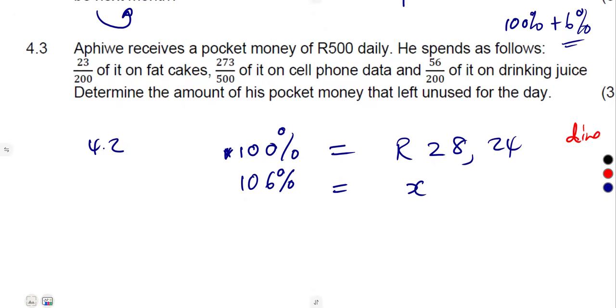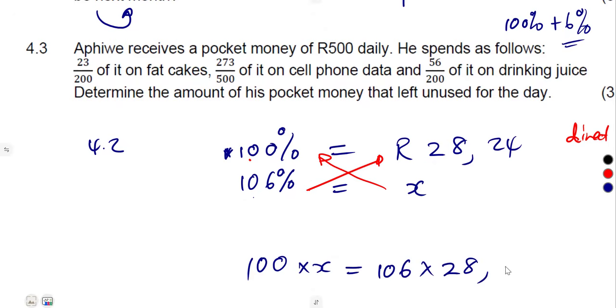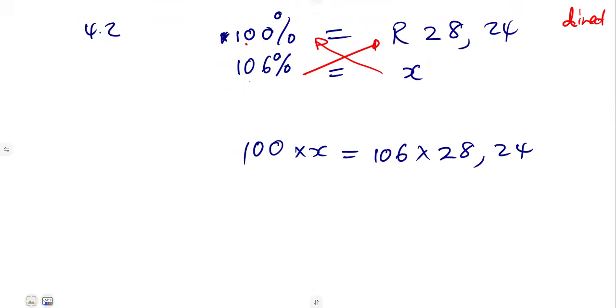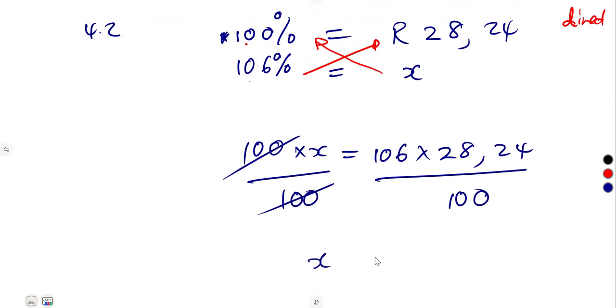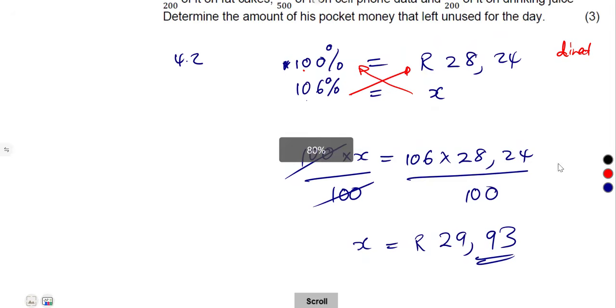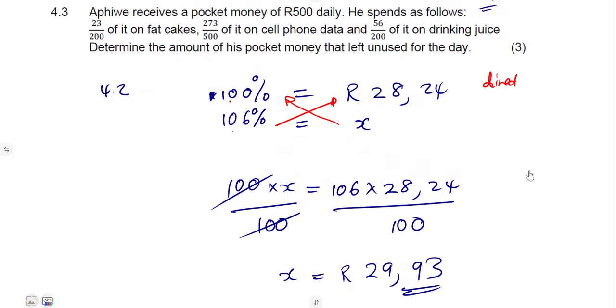So this is a direct proportion where we cross multiply that way. So 100 times x is equal to 106 times 28.24. So we need to find x. We just have to divide by 100 on both sides. So that is going to be our new price. If we use this concept, it gives us 29.93 to 2 decimal places. Just like that.